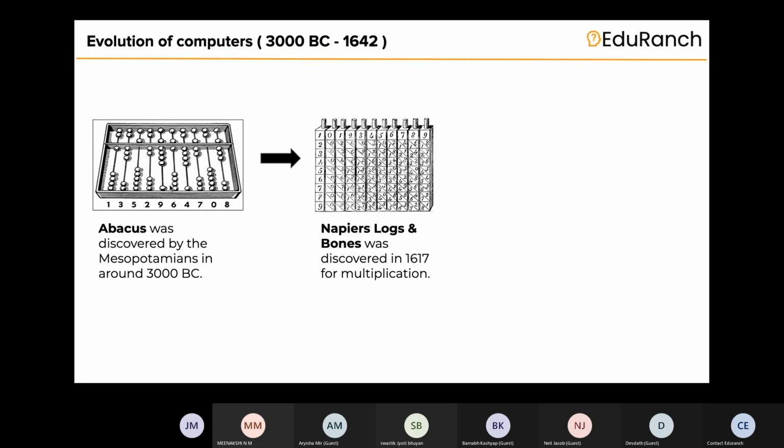improvised this, and Napier came up with something called logs and bones. There used to be a grid with 9 logs and bones. Using and pulling these blocks, Napier gave a simple way of solving a multiplication problem, which was very complex at that time for us to solve with a 9-digit number, right? Napier solved this, and this was an improvised version of the abacus.